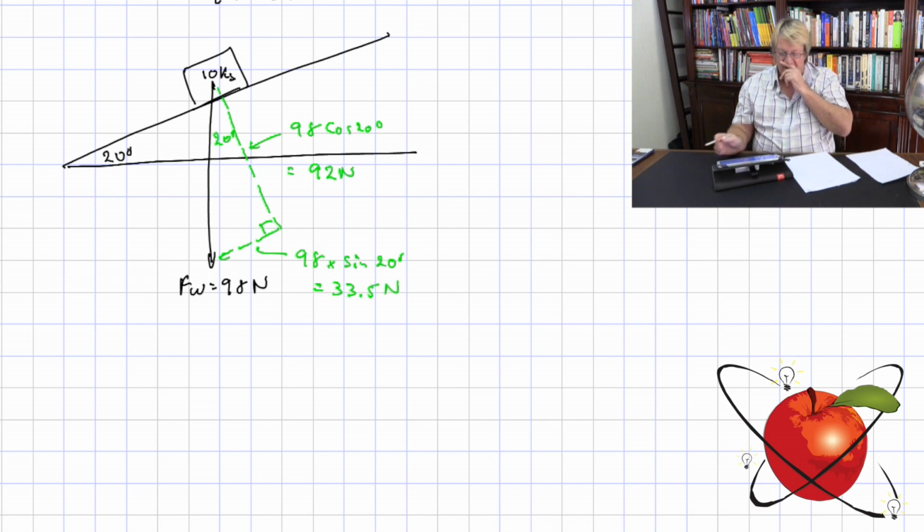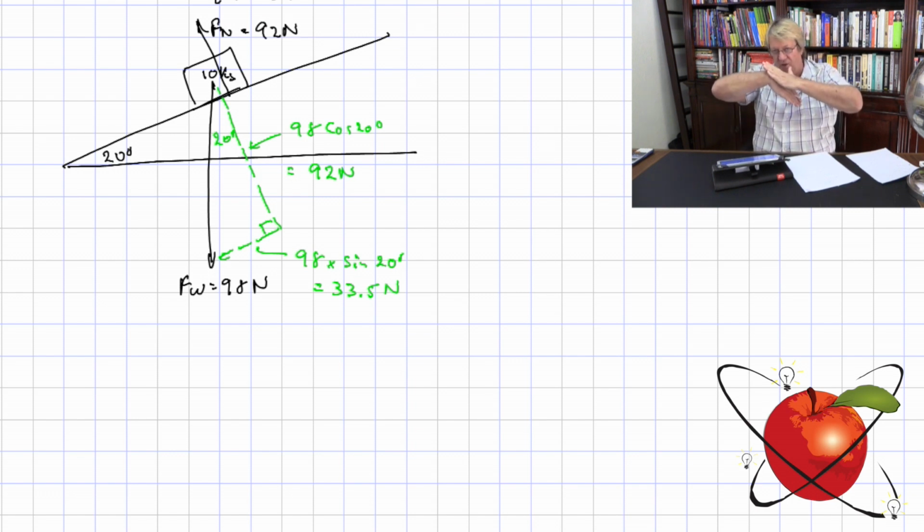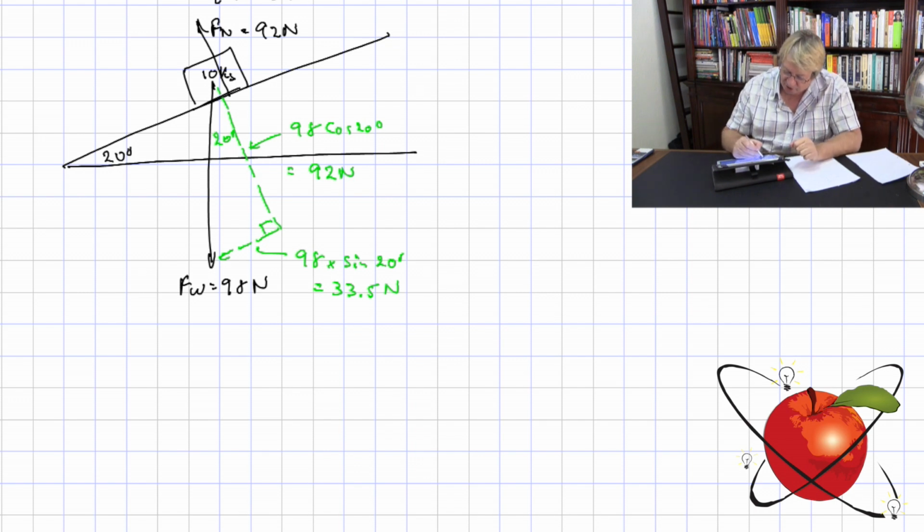Right? What's the next thing we do? We put in F normal. So let's put in F normal now. There's F normal. F normal is going to be equal to 92, isn't it? It's the equal and opposite force from the third law on the slope. Then we transfer this force here to down the slope: 33.5 newtons acting down the slope.